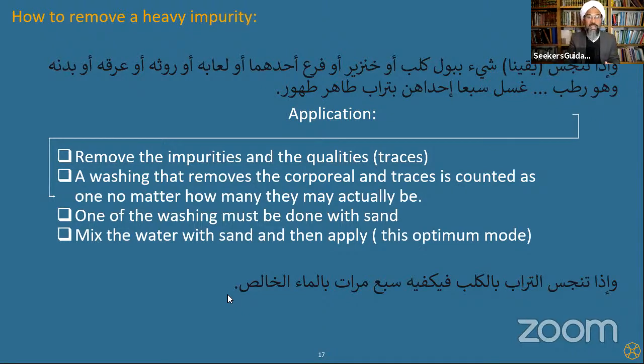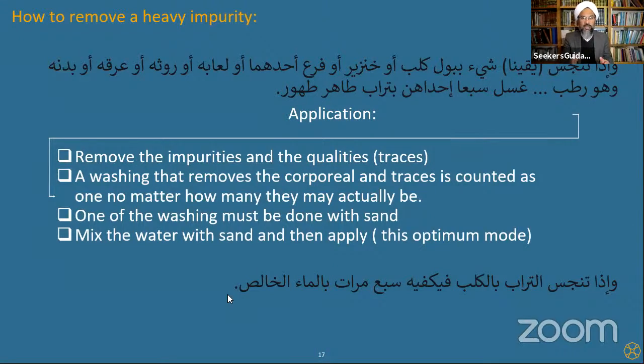So let's deal with the heavy impurity. The text reads how to remove a heavy impurity. Simply, if something is rendered impure, how? Either because a dog urinated upon it, or a pig urinated thereon, or a product of a dog or a pig, or the both of them in terms of a hybrid, or the saliva of a dog or pig, or a product thereof, or its feces, or its sweat, or its body whilst the body is wet.